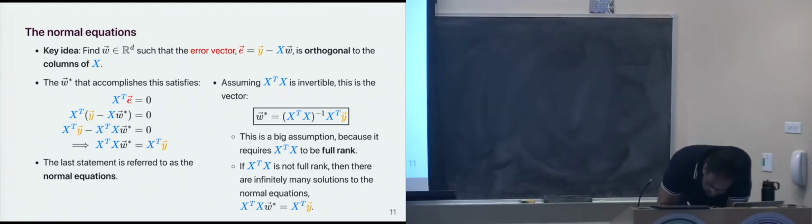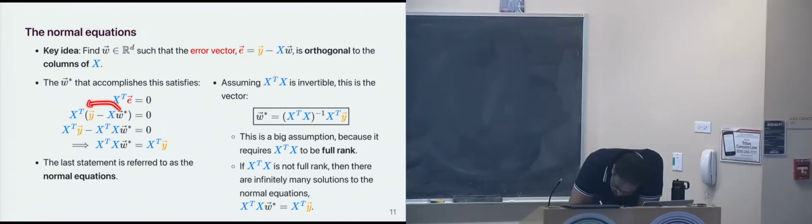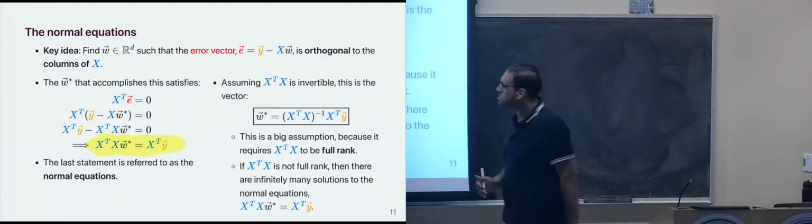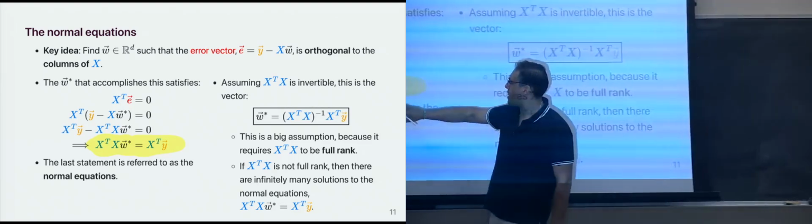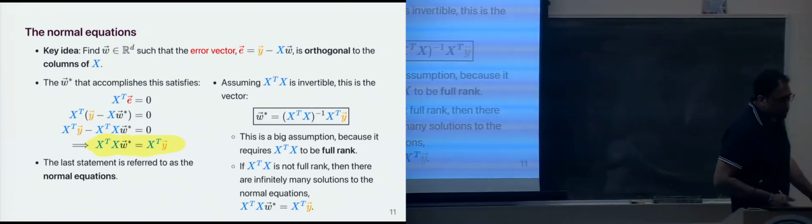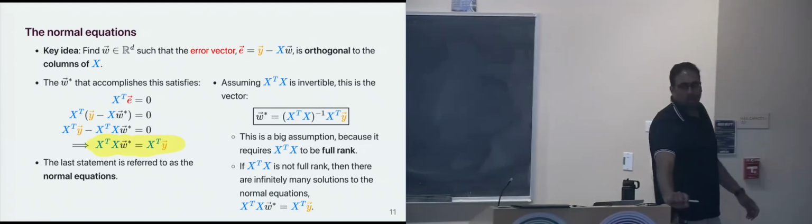What I can then do is distribute this multiplication. So I have x transpose y minus x transpose xw. And then I can rearrange this equation to have this statement, which is important. It's saying, hey, the W star that will make your error vector orthogonal to every column of X will satisfy this equation. But this equation I called the normal equations, plural.